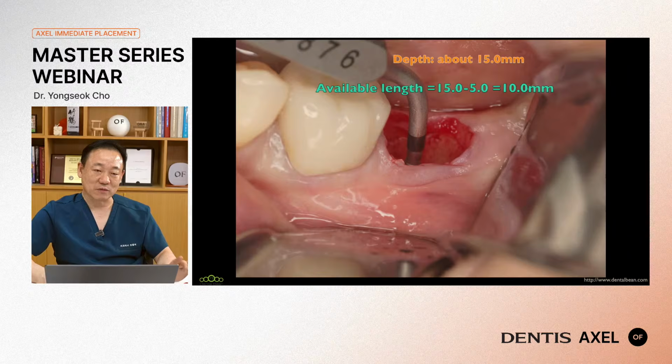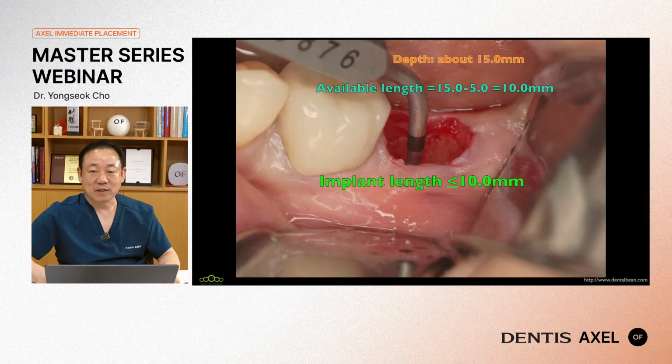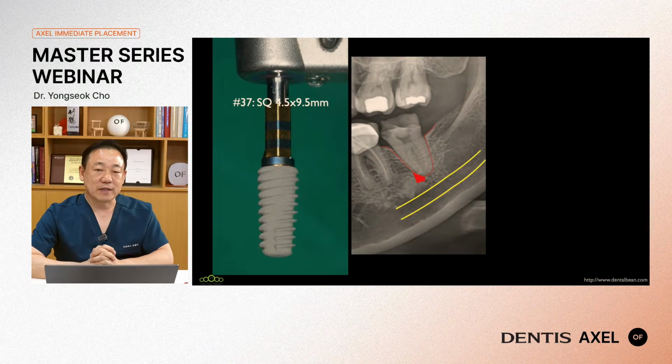So there are 10 millimeters of available length. Then you must choose an implant of 10 millimeters or less. The shorter is better. Don't place one longer than this. Here I selected the SQ, the old version of the implant. SQ implant, 4.5 by 9.5 millimeters.